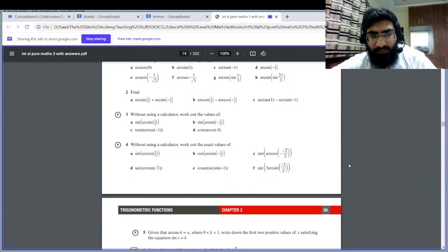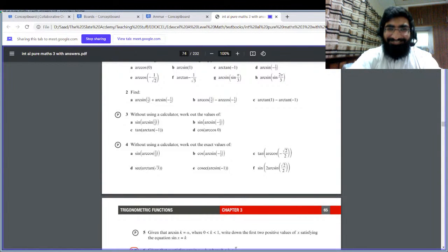Tan, tan, arc cos, give it tan inverse of cos minus root 2 by 2. Which one are you doing? I'm doing 4C. I already did 4C. It looked like E. Minus 1.